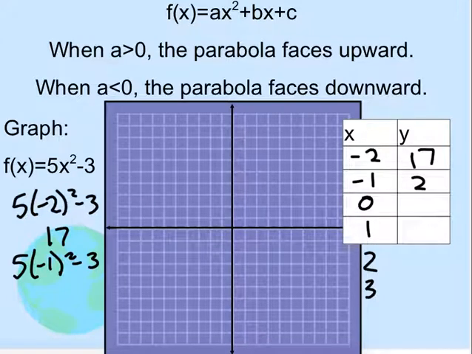Plug in 0, I get negative 3. Plug in 1, and I get 5 minus 3, or 2. Plug in 2, and I get 17. And I'll actually skip 3 this time. Meaning, when I do this, I am going to get an upwards parabola, but it's going to be shifted down a little bit.